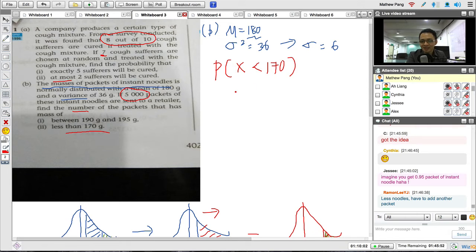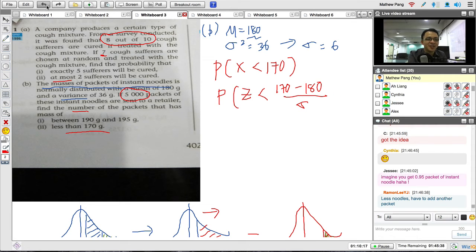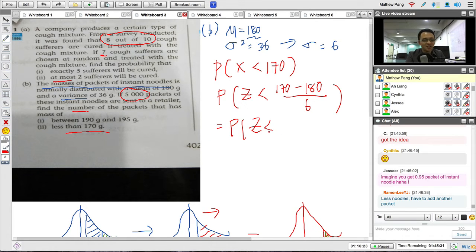First thing is, we always need to change the X to Z. So I change to Z. You see what I do here? Always the X minus the mean over the standard deviation. Oops, sorry, why did I write standard deviation? I should write 6. Over the 6. Then use the calculator, let the calculator do the job. So basically it is negative 10 divided by 6.